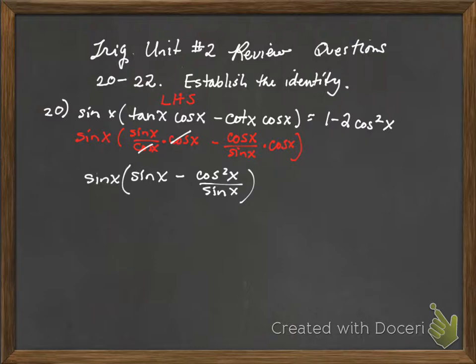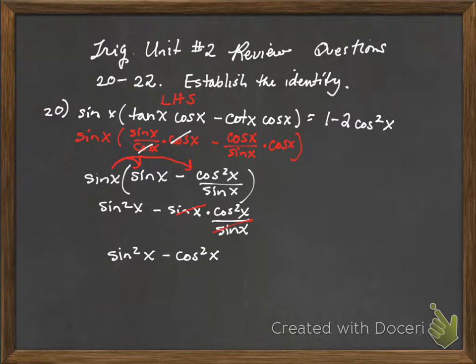So now I'm going to distribute. I distribute sine x to sine x, which gives sine squared x. Then I distribute sine x to negative cosine squared x. When I do that, I get negative sine x times cosine squared x over sine x. If you notice, these two sine x's cancel each other. So now I have sine squared x minus cosine squared x. Remember, the result I'm trying to get to is 1 minus 2 cosine squared x.